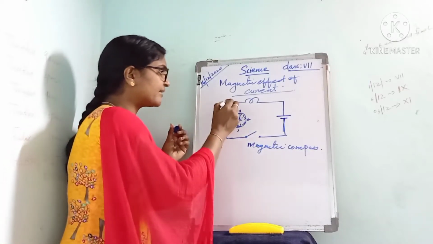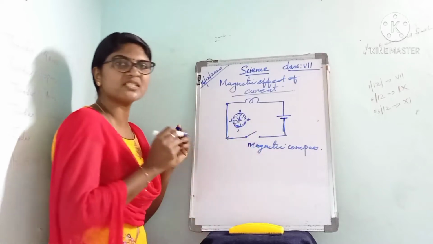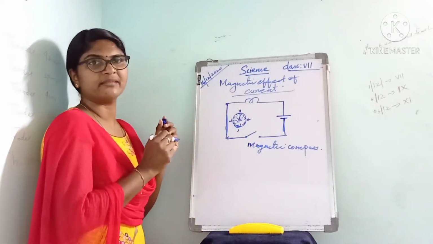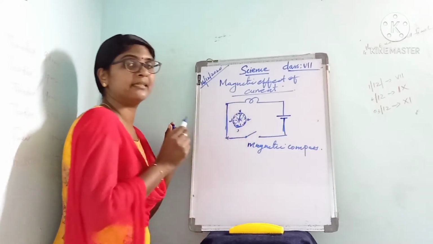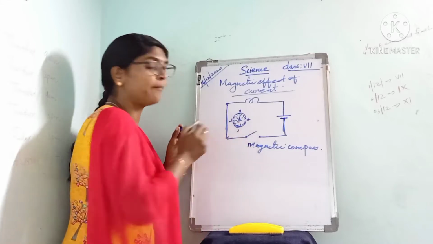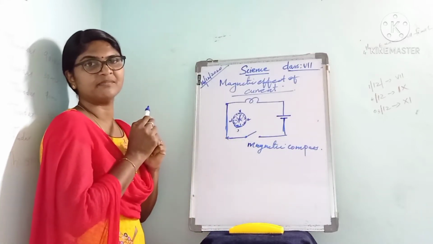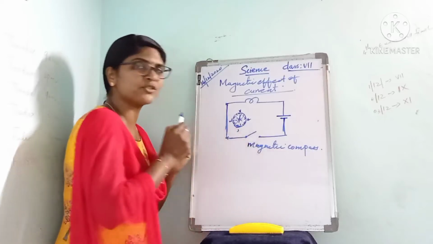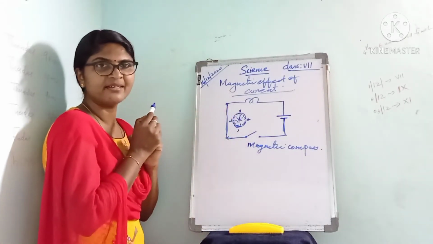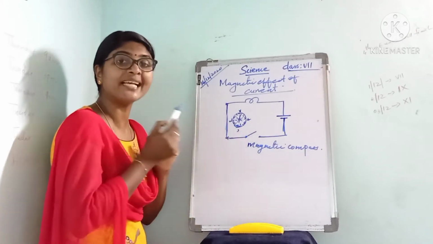Suppose this is the metallic wire. Now when the switch is closed, it becomes a current carrying metallic wire. That is a metallic wire carrying current, isn't it? And near to this we have a compass needle, like this. When the switch is on, a current will flow through this metallic wire, and we can observe this magnetic compass or the magnetic needle shows a deflection.